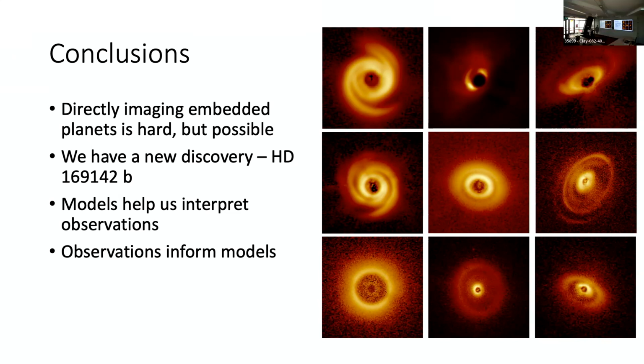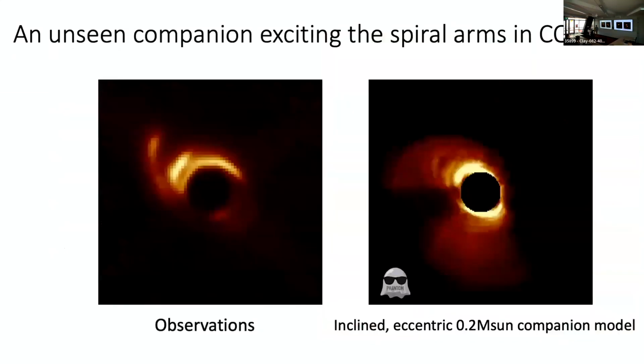Hi, thanks for the talk. I was wondering, in the model you showed where there is an unseen companion, did you try different masses? What are the observational constraints on the mass? And how do your results depend on the mass of the unseen companion? Oh, yes. So we tried quite a few masses. We started with a planet at something like 20 AU, somewhere out here, to help excite some spiral arms and deplete the cavity.